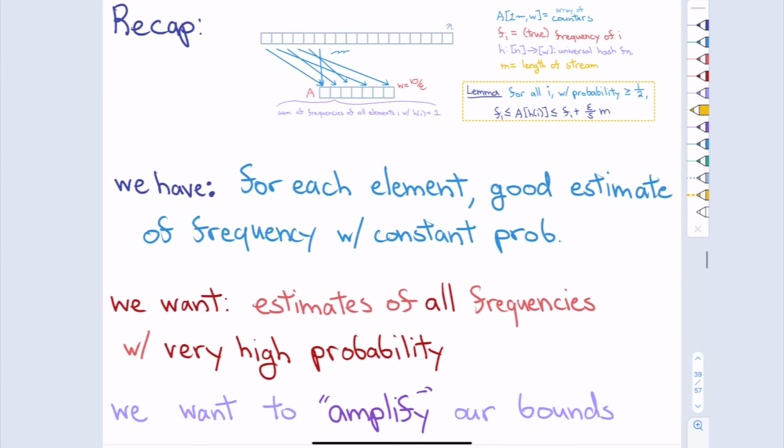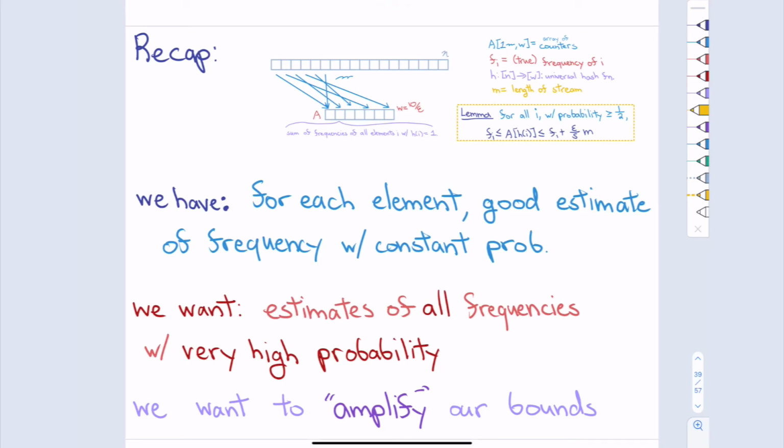Okay, so let me recap. We've done probably the heaviest part of the analysis. So for every element, we've shown that we can get a pretty good estimate with probability at least 1/2. So for any particular element, we can do an okay job, right? But now I want to figure out how to get all of the estimates. I want to get all the elements correct with very high probability. So how do I get all the elements correct with high probability? Any ideas?